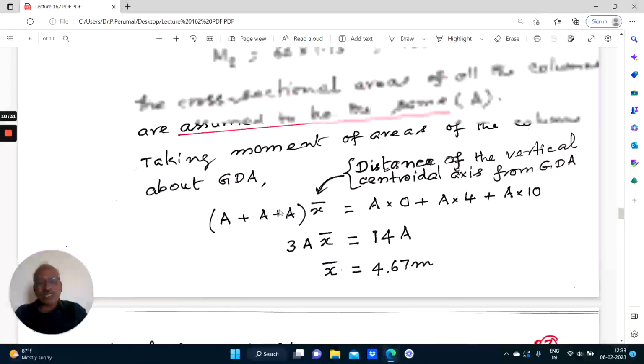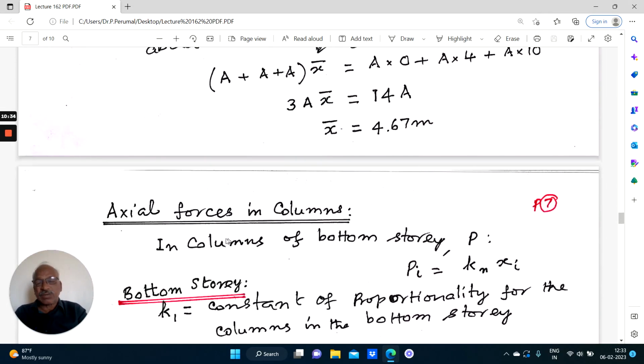Coming to the calculations, this we have completed. Now, axial forces in the columns. After locating the centroidal vertical axis, we have to find out the axial forces. The axial forces are given by the formula Pi equal to Kn into Xi, because the axial stresses are proportional to the distance from the vertical centroidal axis. The formula is Kn into Xi. For different levels, we have taken two levels, the middle level of the top story frame and the middle level of the bottom story. So we have to find out the values of K1 and K2.